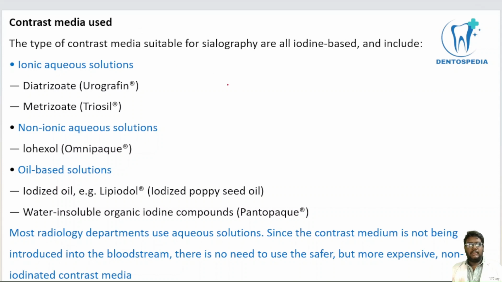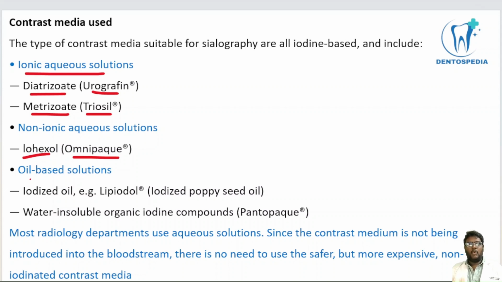And these are the examples of contrast media. For ionic aqueous solutions, the main composition is diatrizoate, that's the chemical name. Urografin is a brand name. Metrizoate is a contrast medium composition. Triosil is a brand name. And coming to the non-ionic aqueous solutions, iohexol is the main thing, and Omnipaque is a brand name.